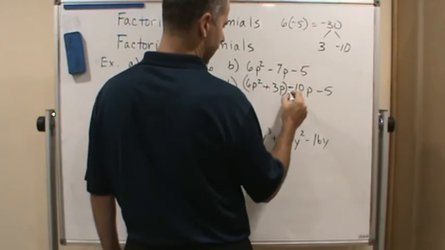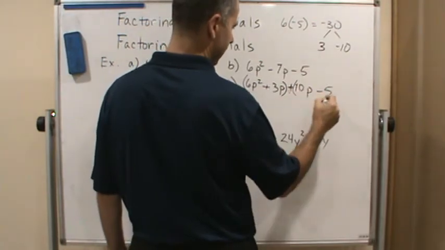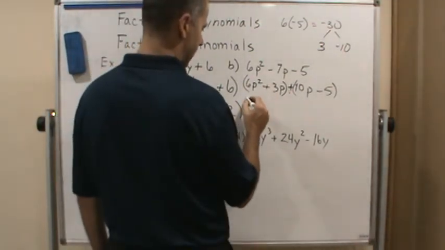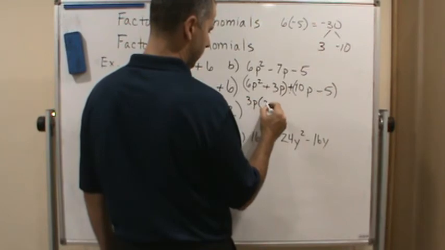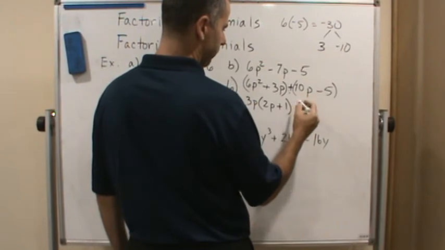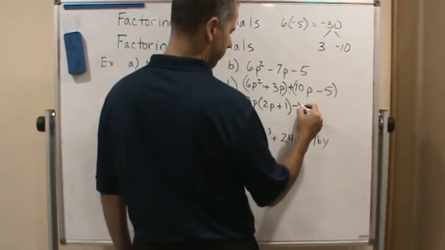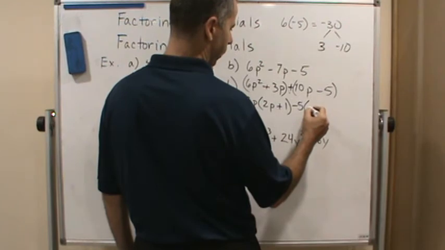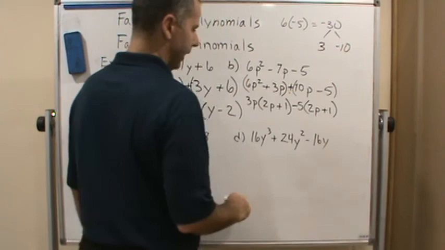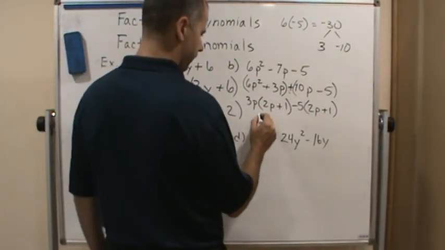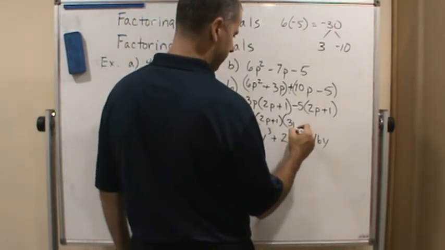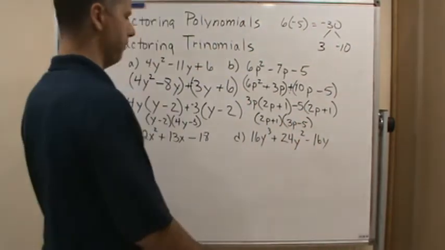So group this way, and I'm going to change this to a plus minus. And now I'm going to factor. So now I'm going to factor out a 3p here. That's going to leave me with a 2p plus 1. And now here I'm going to factor out a negative 5. And that's going to leave me with 2p plus 1 again. And now I'm going to factor out the 2p plus 1. 2p plus 1. And that leaves me 3p minus 5. And I'm done.